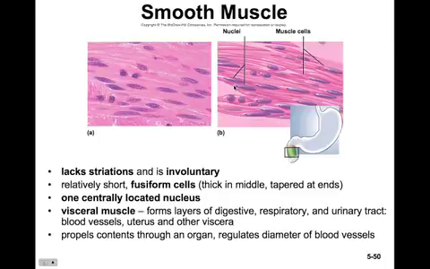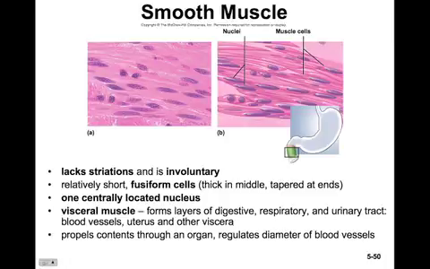These are visceral muscles. They form layers of the digestive, respiratory, and urinary tracts, like blood vessels, the uterus, and other viscera. Smooth muscle is primarily involved in propelling contents through an organ, like food through the small intestine. They also regulate the diameter of blood vessels, so we can raise or lower blood pressure by constricting the vessels.